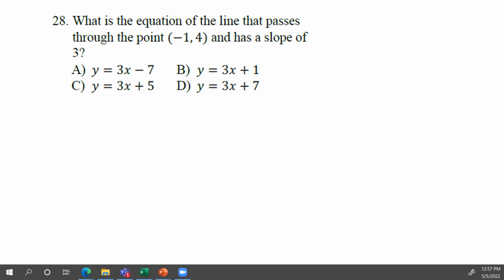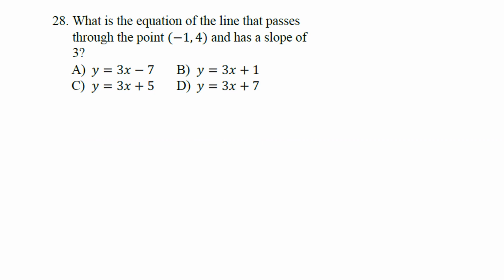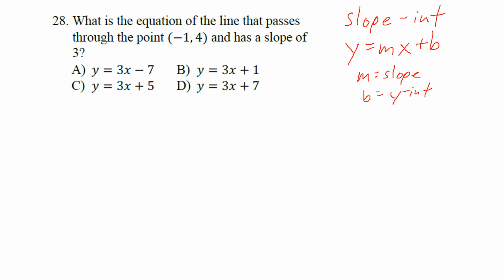There are two equations that you need to be familiar with for the most part when it comes to equations of lines. Technically there is a third one, but for the most part we're going to use either slope-intercept form, which is the format y equals mx plus b, where m is slope and b is the y-intercept. The other format is point-slope form.